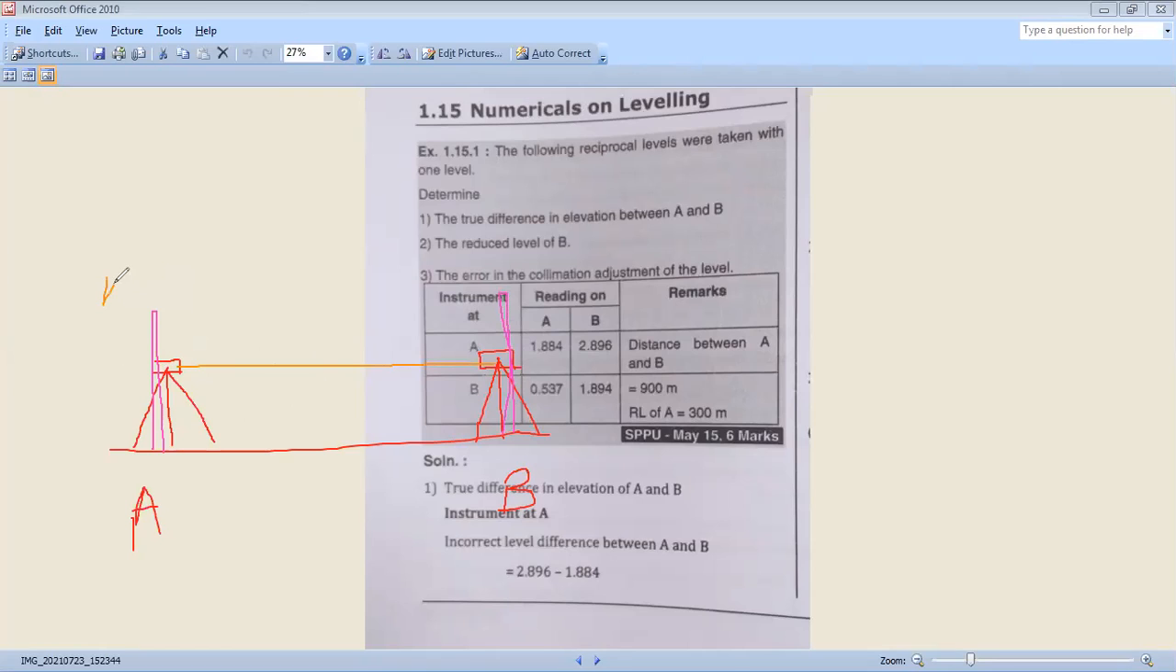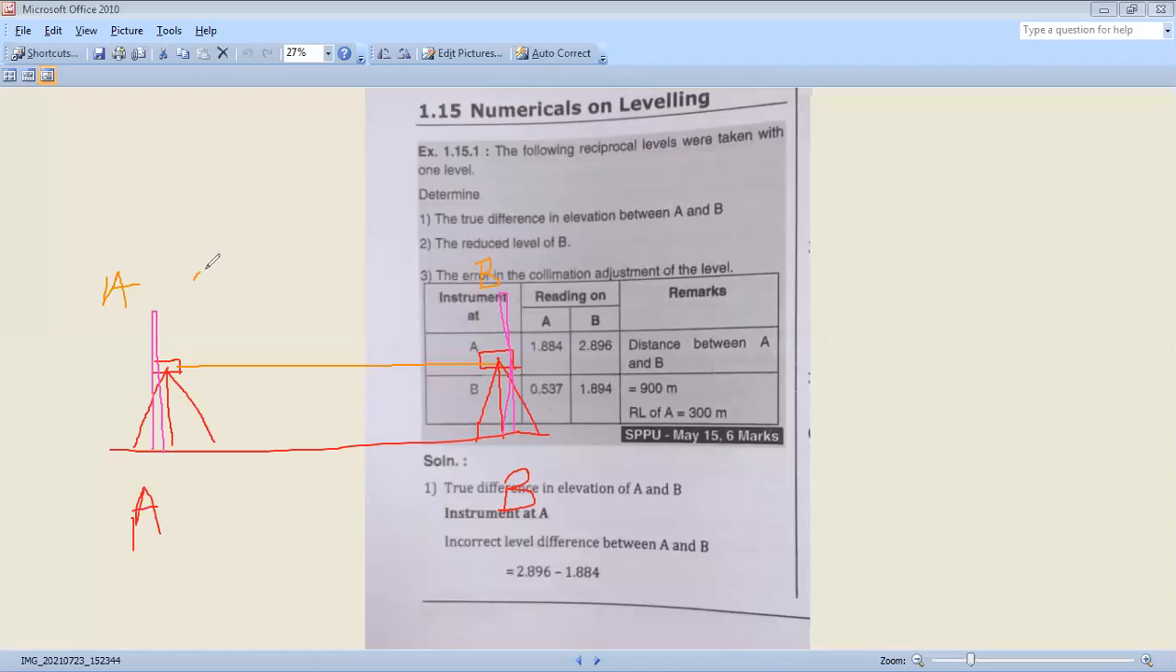This is the example of reciprocal leveling. Your staff is at A and staff is at B. Now when your staff is at A, you are also taking the reading at A, and when your staff is at B, you are also taking the reading at B as well as A. Okay. So you have taken these two readings. When your staff is at A and instrument is also at A, your reading is 1.884. The reading on the other side is 2.896.